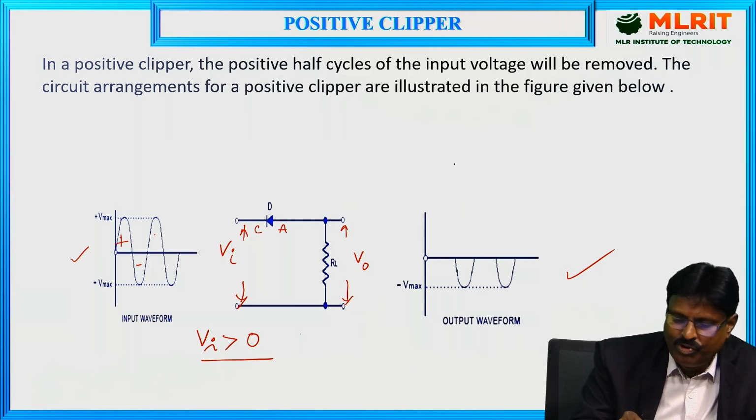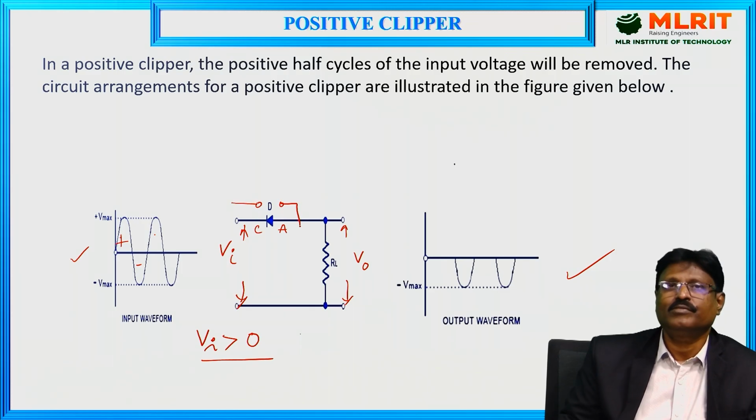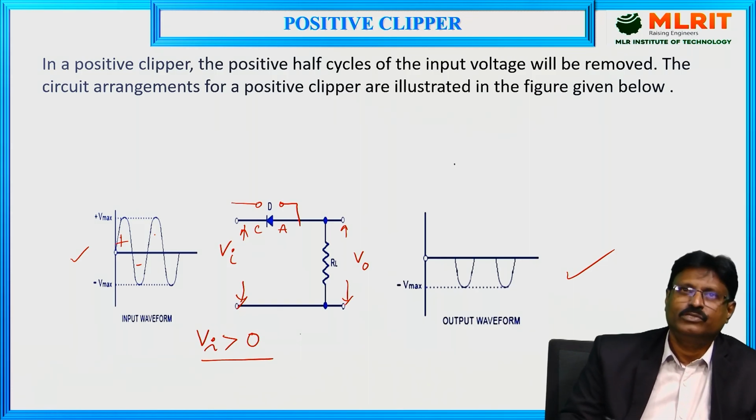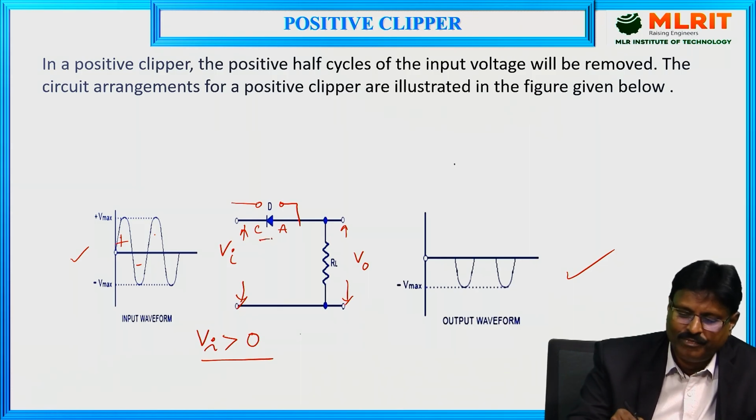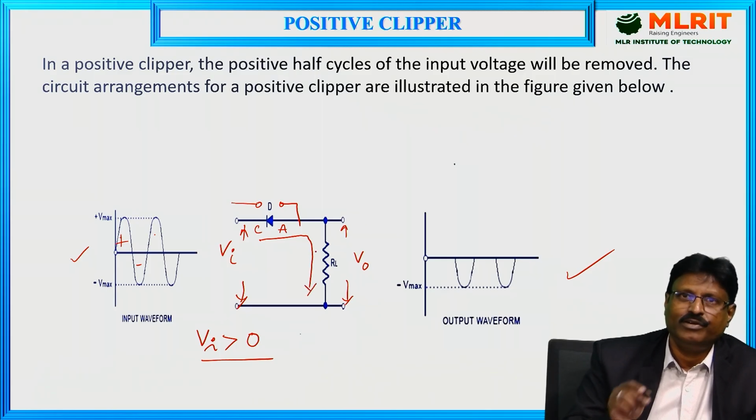Whenever Vi is greater than 0, the meaning here is cathode is positive when compared with anode. So that's why what happens to this diode? Diode will be reverse bias. Reverse bias means it acts like an open circuit like this. It opens. That means no current will flow through the diode and through the load resistance RL. That means current is equal to 0.